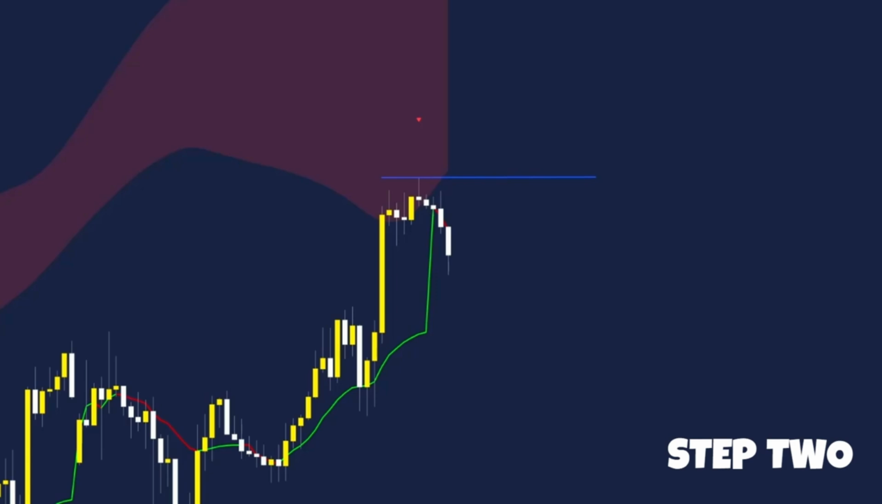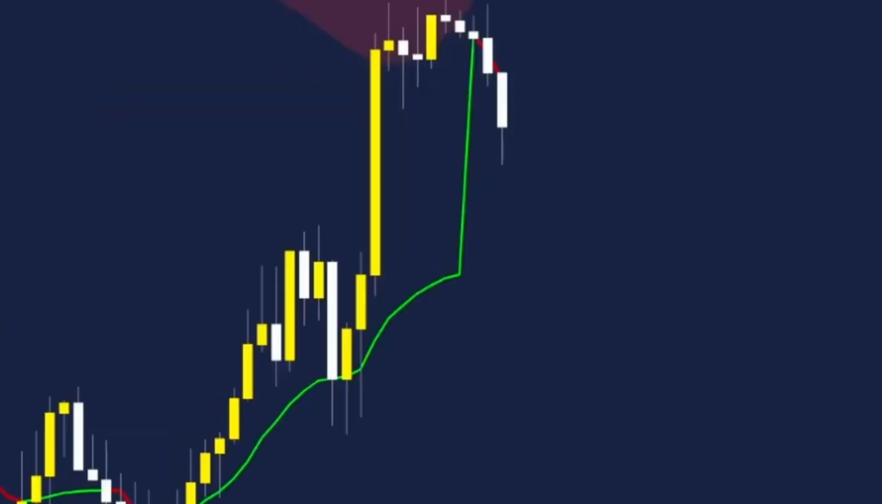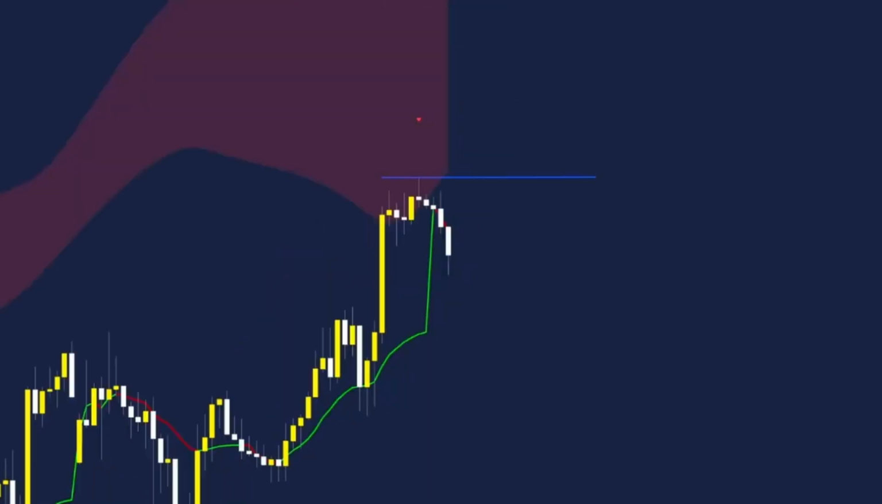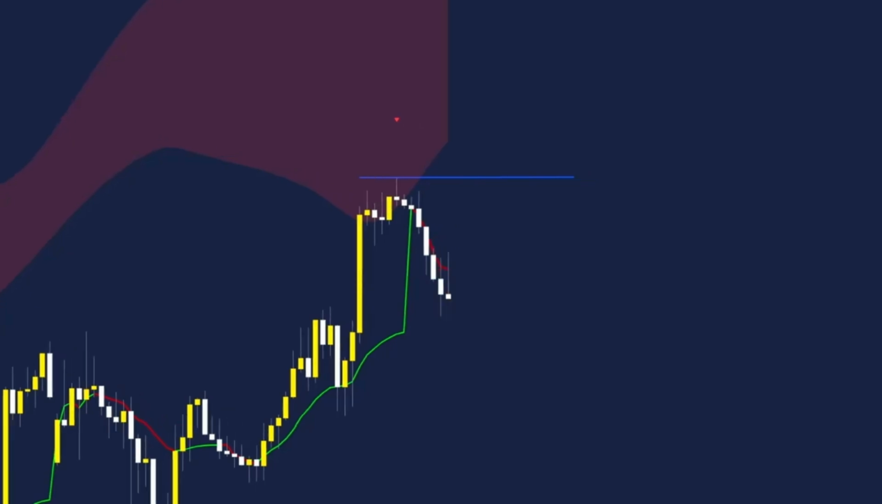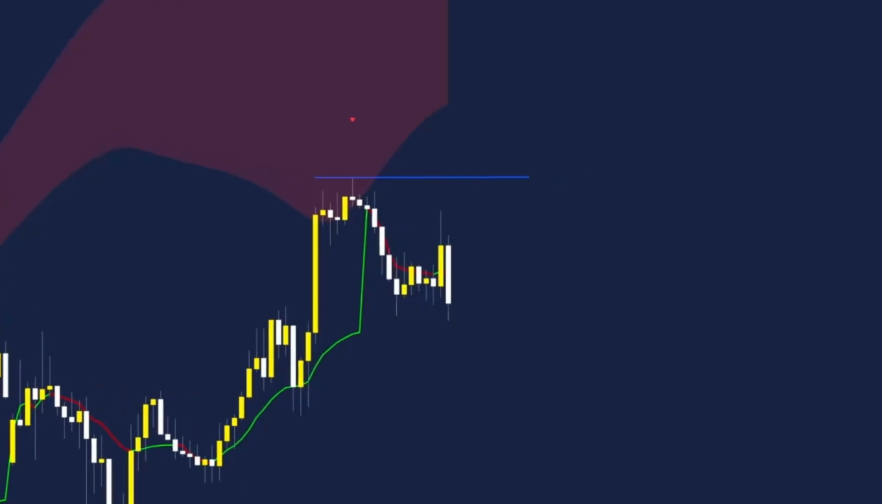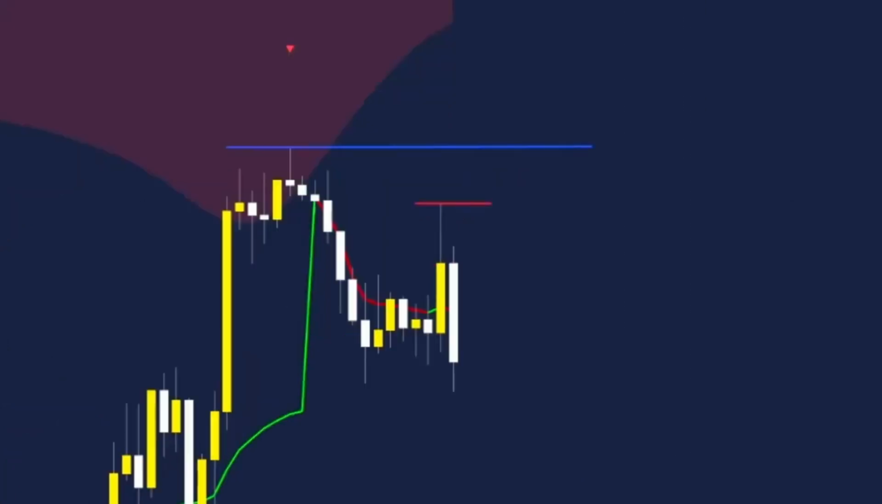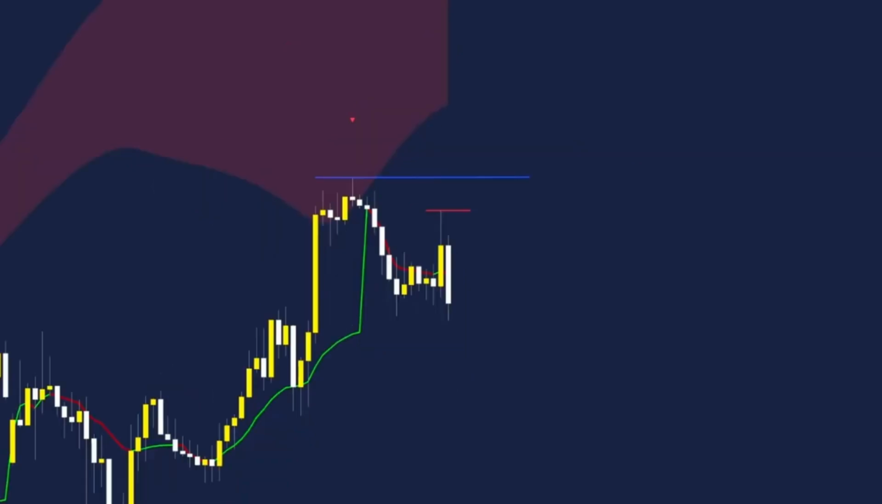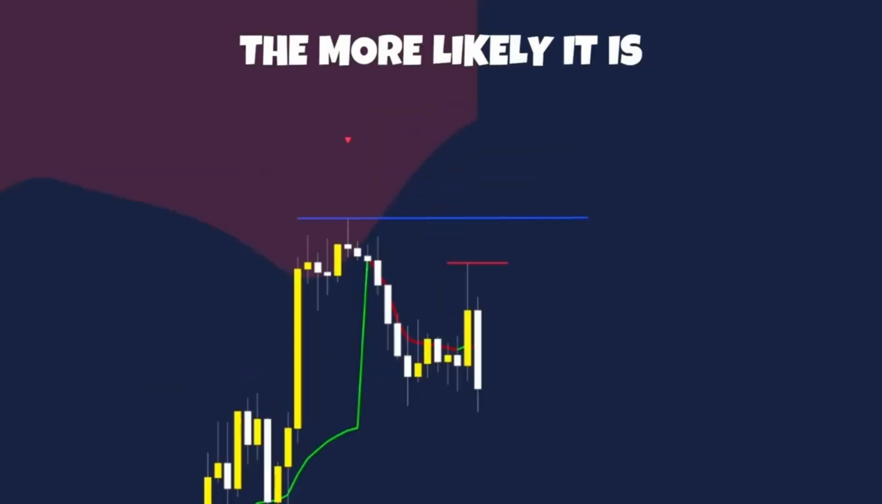Now step 2 is for price to come back below and close below the VWAP line. This is the green and red line right here. The next step for this indicator is for price to make a secondary high. Now price does not need to come to the exact point of the first initial high, but the closer that we can get it to being a double top formation, the more likely it is for our trade to play out.